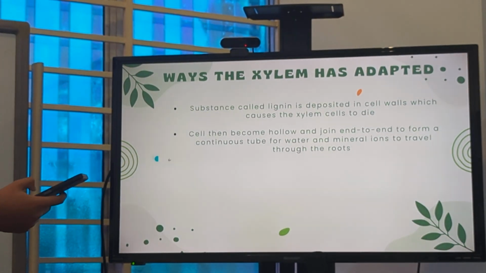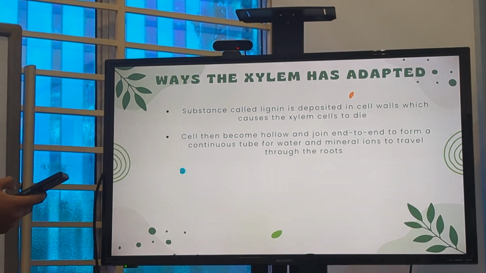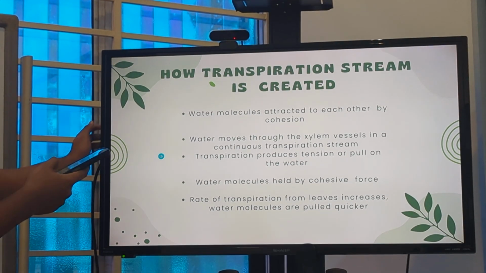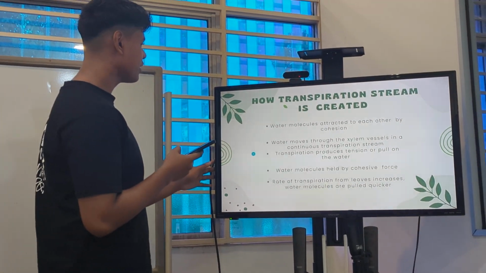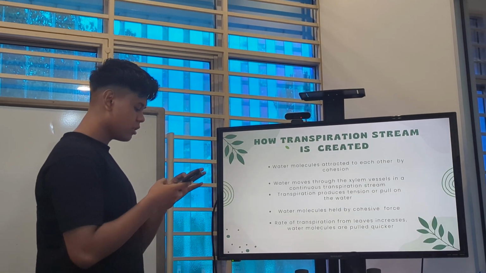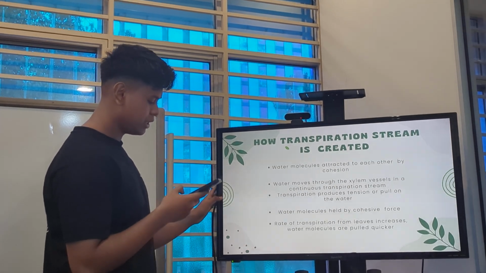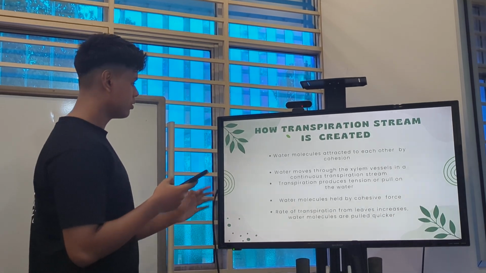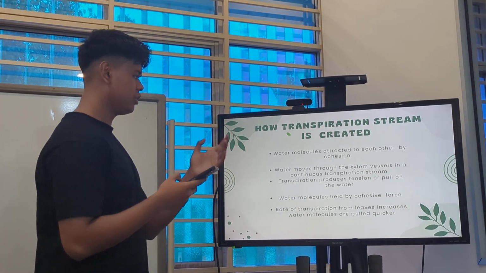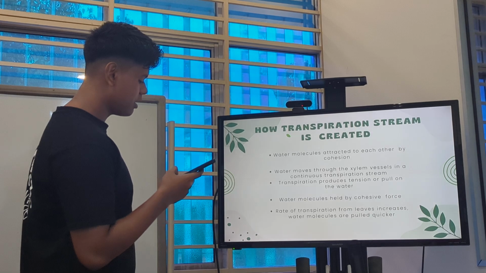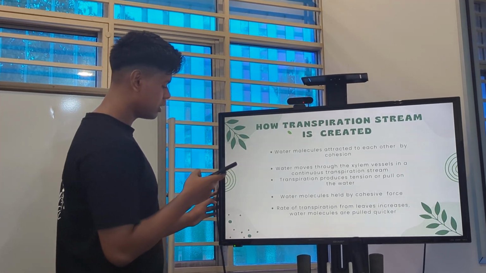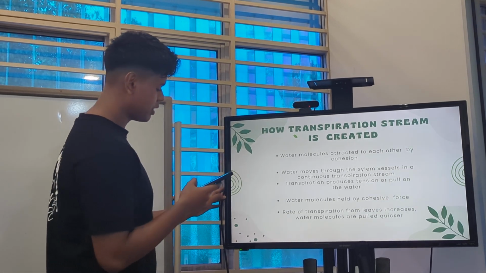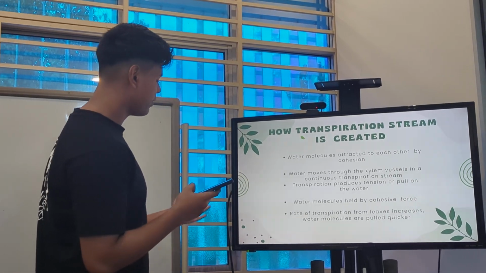Okay, how the transpiration stream is created. The water molecules are attracted to each other by cohesion, which creates a continuous column of water. So it's like a tube filled with water. The water then moves through the xylem vessels in a continuous transpiration stream, which is basically just the water thing I was talking about, from roots to leaves via the stem.